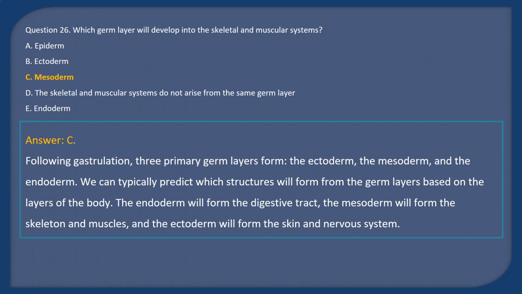Answer C. Following gastrulation, three primary germ layers form: the ectoderm, the mesoderm, and the endoderm. We can typically predict which structures will form from the germ layers based on the layers of the body. The endoderm will form the digestive tract, the mesoderm will form the skeleton and muscles, and the ectoderm will form the skin and nervous system.